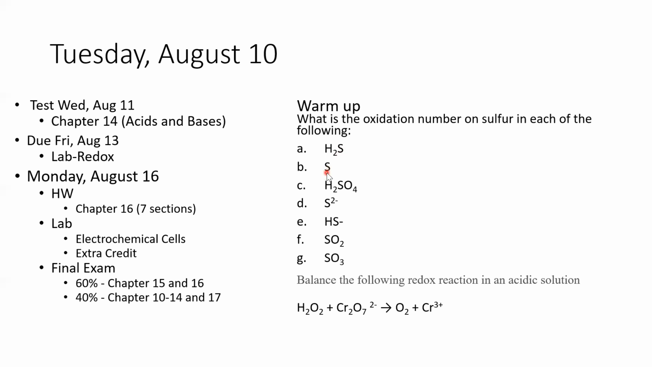All right. How about B? What would our oxidation state on sulfur be? Good. It's a free element. It's not in combination with other elements in a molecule, so it's going to have an oxidation state or an oxidation number of 0. Okay. How about C?